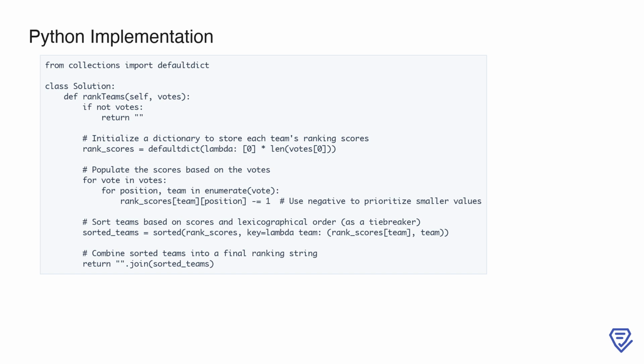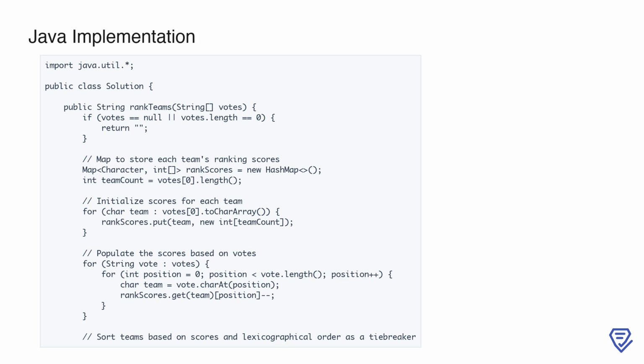The sorting key uses a lambda function to prioritize rank scores, with lexicographical order automatically applied due to Python's tuple-based sorting. Finally, the sorted teams are concatenated into a single string to form the result, which is returned as the final output. Here, we begin by importing the necessary utilities for our solution.